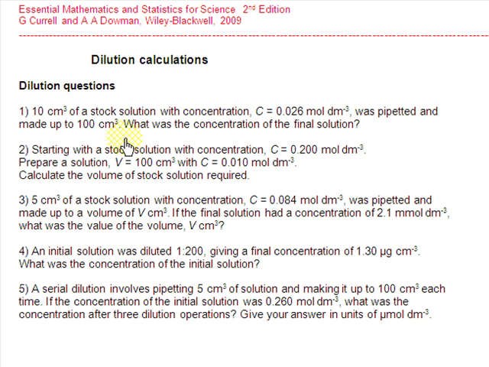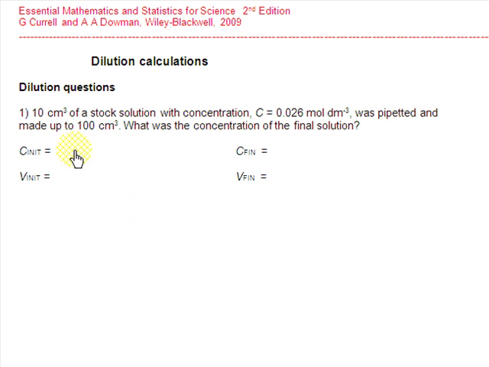We can now work through the answers to some dilution questions. In this first question, 10 centimeters cubed of stock solution with a concentration 0.026 moles per decimeter cubed was pipetted, and then extra solvent was added to make up that solution to a total volume of 100 centimeters cubed, and we have to calculate the concentration of the final solution.